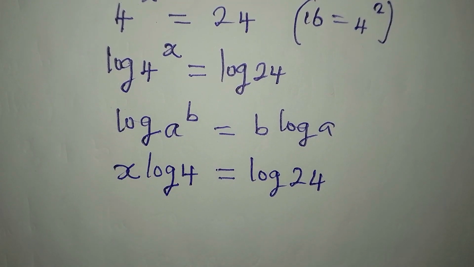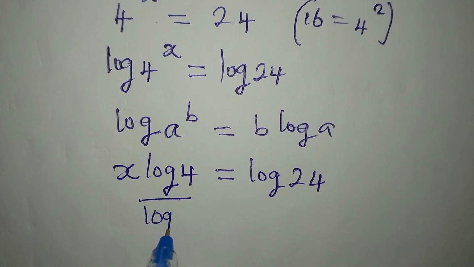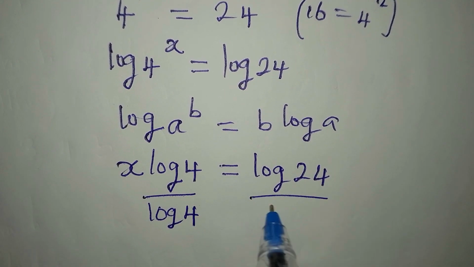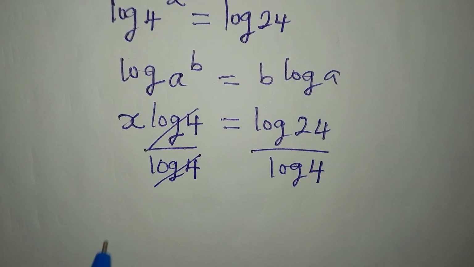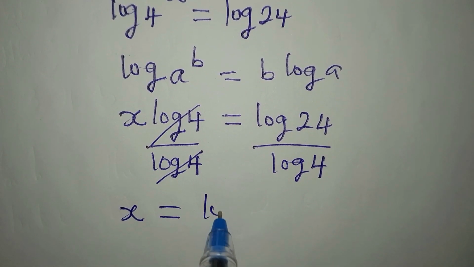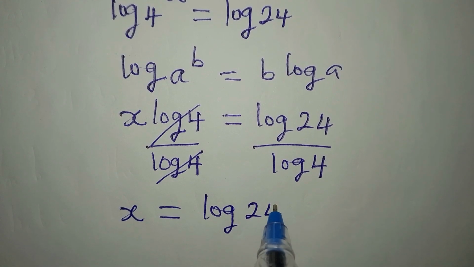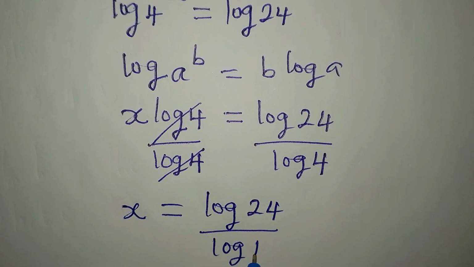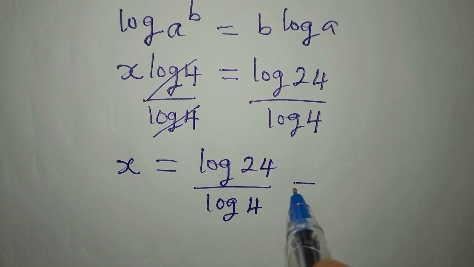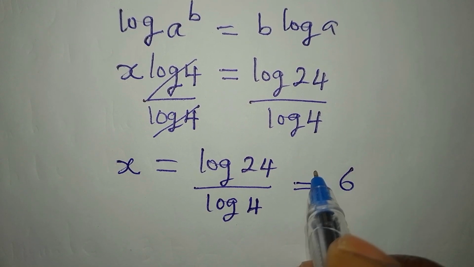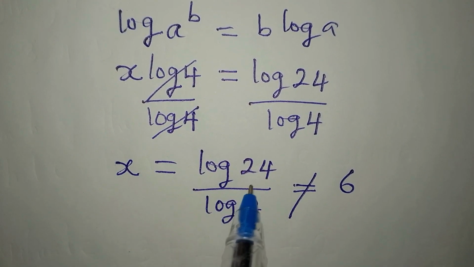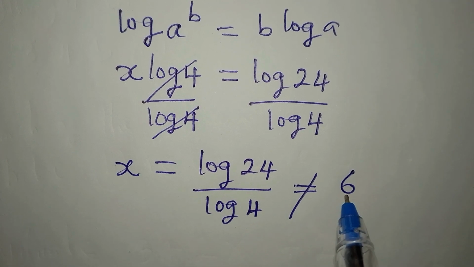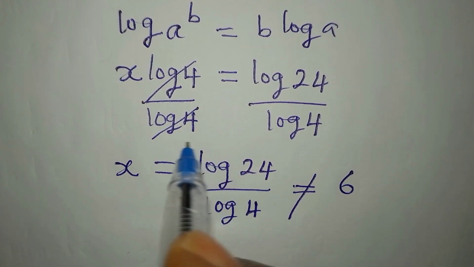Now the next thing is, since we are looking for the value of x, we divide both sides by log of 4. This is going to go with this, so that x will now be equal to log 24 divided by log 4. Mind you, this is not equal to 6, in case you do not know, because some persons will be tempted to say log will cancel log, 24 divided by 4 is 6. It is not correct. So we still have this to deal with.